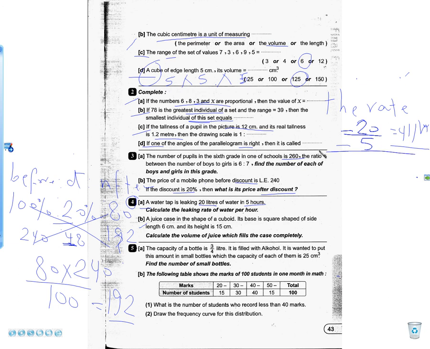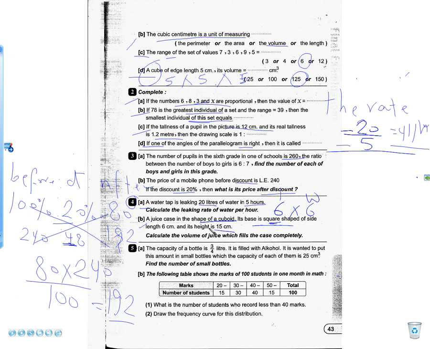Letter B, a juice case in the shape of a cuboid. Its base is a square of a side length. The base has length and width, and they are equal. So we have 6 for the length and 6 for the width. Why are they the same number? Because we have a square, and all its sides are equal in length.